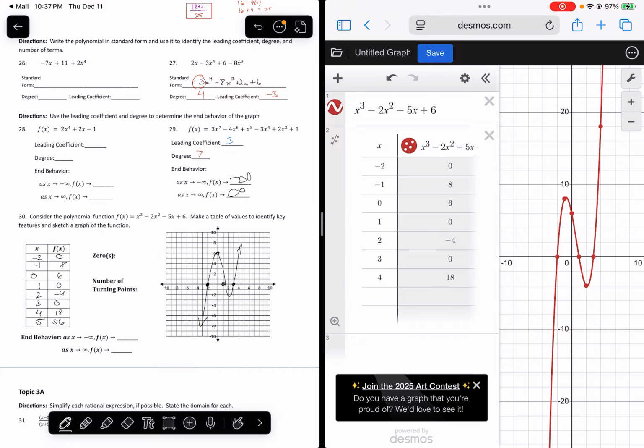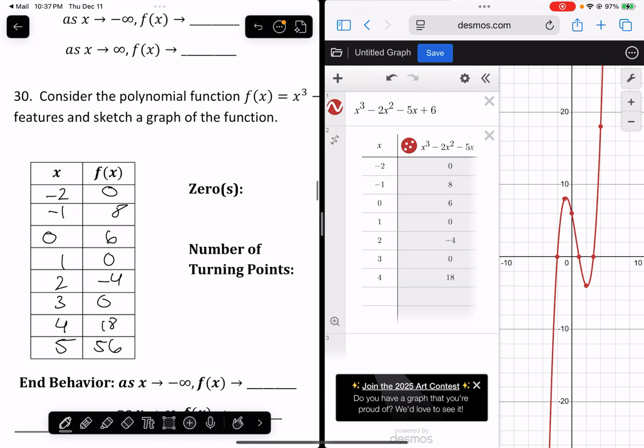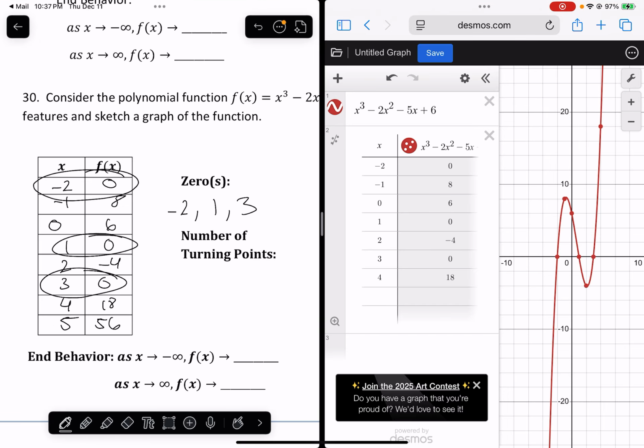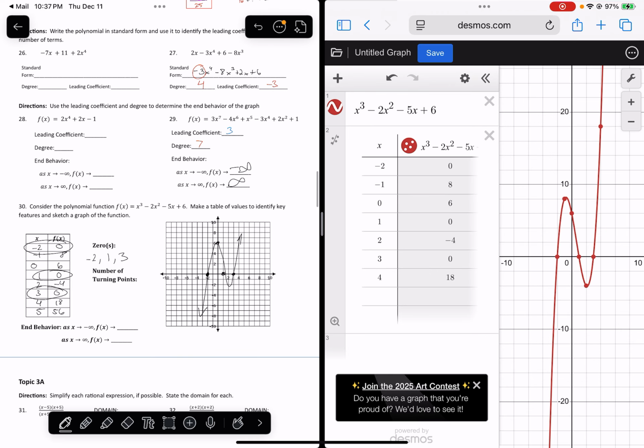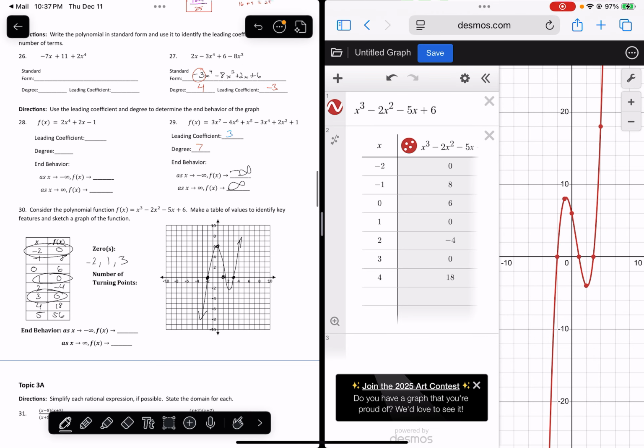And then let's see, the zeros here. Our zeros are where the output is zero. So we got negative 2, 1, and 3. So the number of turning points, that's kind of like these loop-de-loops. We've got 2 turning points here.